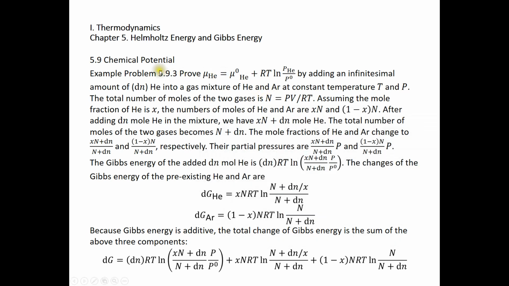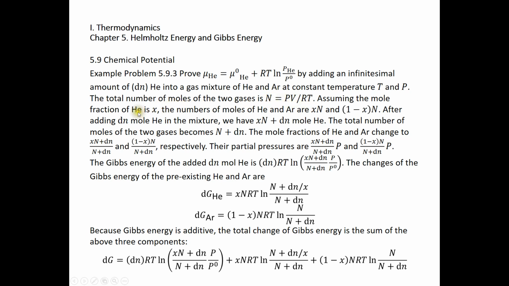In this video, we will prove this equation by adding an infinitesimal amount of helium into a gas mixture of helium and argon at constant temperature and pressure condition. The total number of moles of these two gases is denoted by uppercase N. N is PV over RT.